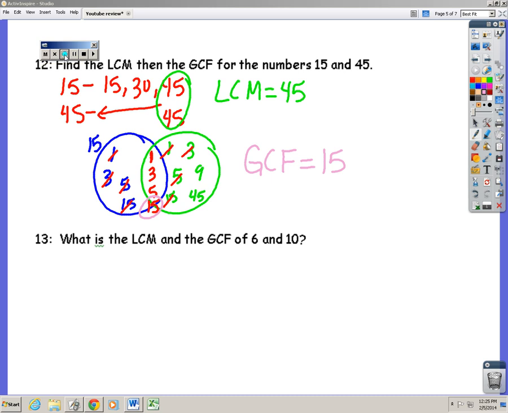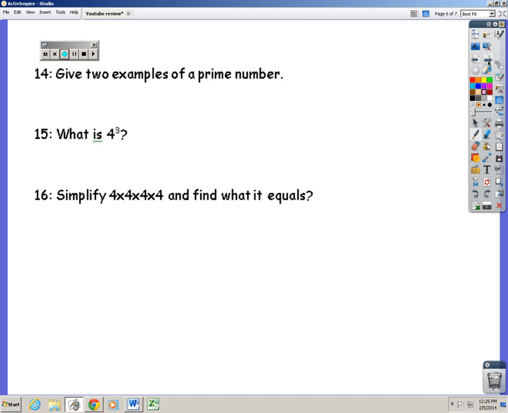For our number 13, it's exactly the same process that we did on number 12, so I'm going to skip through that one. You would be finding the LCM and the GCF of 6 and 10. We're going to move on to number 14. Give two examples of prime numbers. A prime number is any number that's only divisible by 1 and itself. I would give an example of 3 and 11. Those are my two examples.